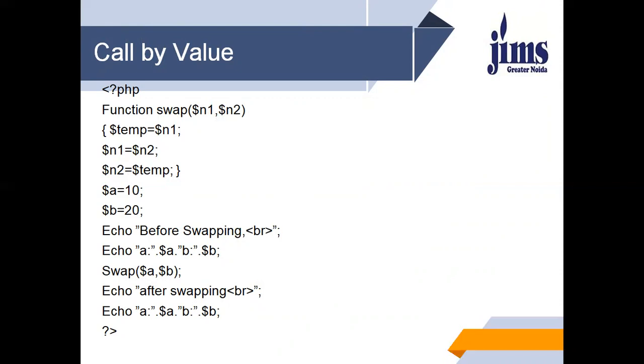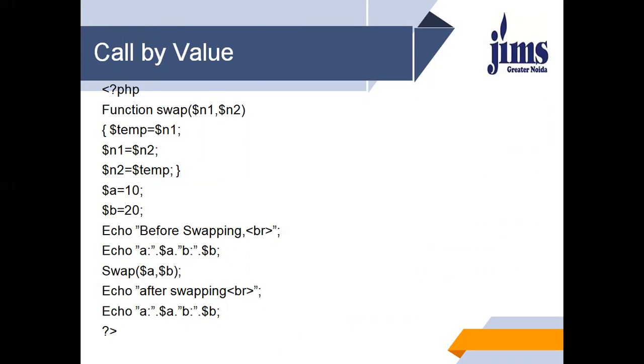We initialize $A equal to 10 and $B equal to 20. We print before swapping the values of A and B. Then we call the swap function. And then we print again after swapping the values of A and B. So what we will see is that the contents of $A and $B have not changed.